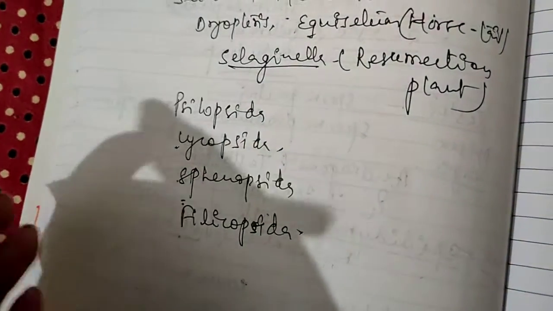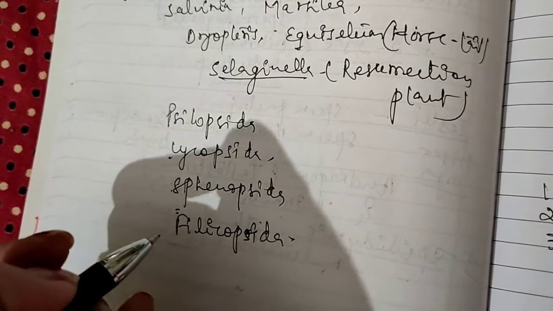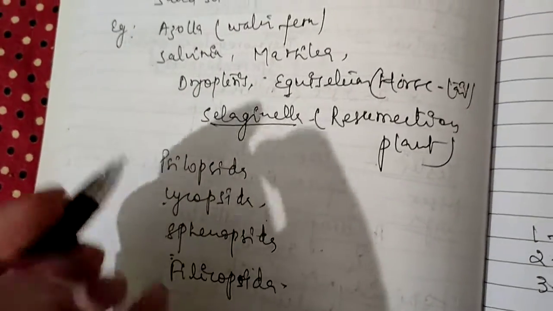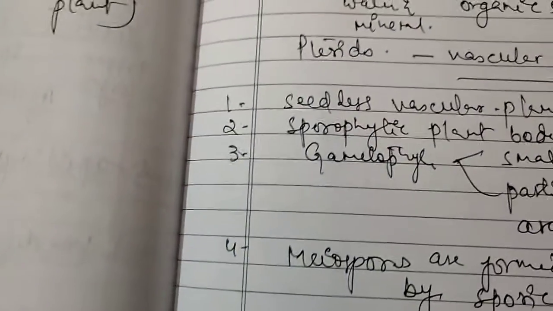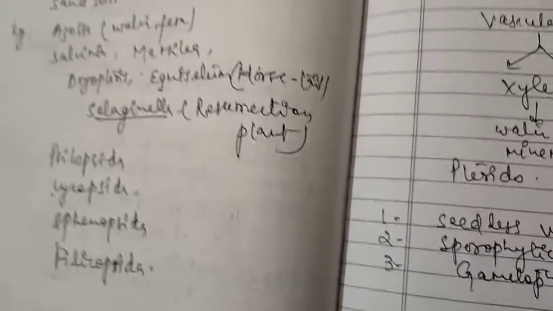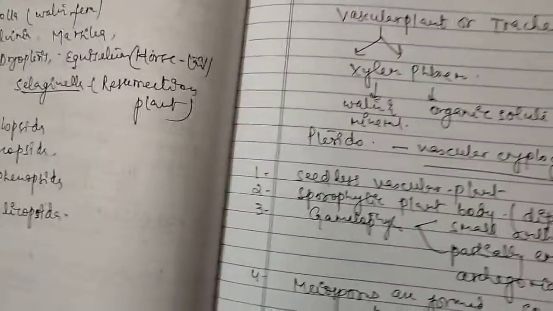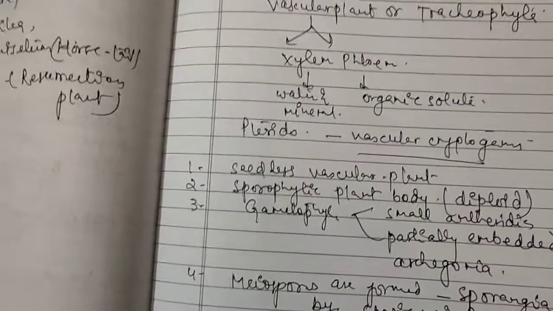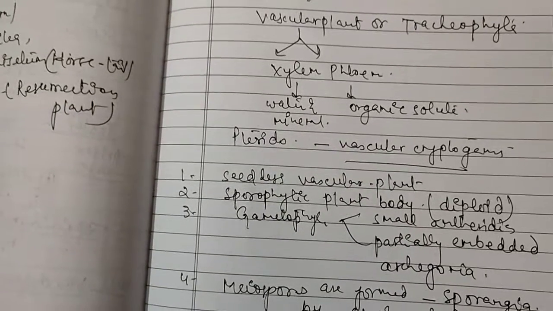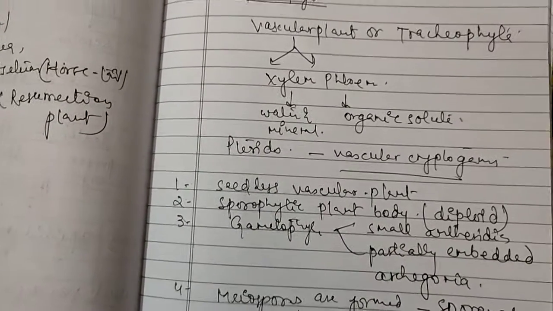So these also have a vascular system, that is xylem and phloem. This is also very much important, and in the next video I am going to tell you about their seed habit and heterospory.